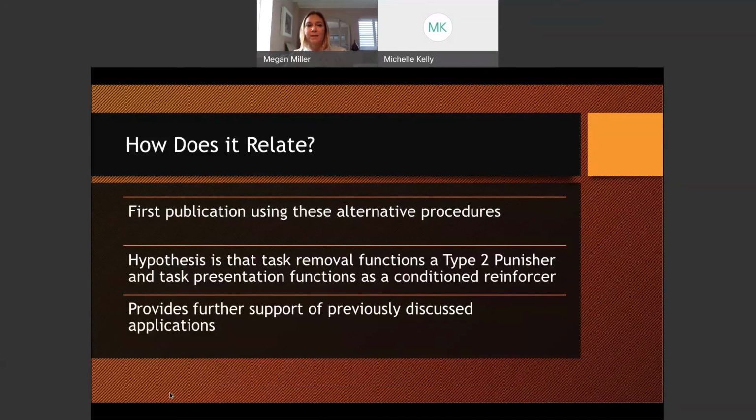So how does this relate? At the time, this was the first publication using these alternative procedures. The hypothesis is that task removal functioned as a type 2 punisher, and task presentation functioned as a conditioned reinforcer. So they're changing the function of tasks, like making them reinforcing instead of aversive. And then it provides further support of previously discussed applications.